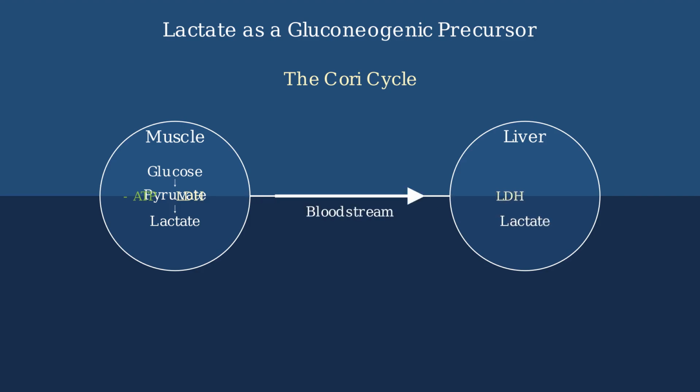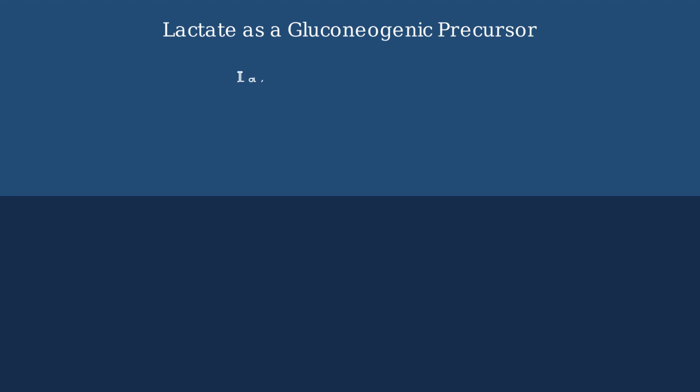In the liver, lactate is converted back to pyruvate by the enzyme lactate dehydrogenase, or LDH. Pyruvate then enters the gluconeogenesis pathway, ultimately producing glucose, which requires energy in the form of ATP. The newly synthesized glucose is released into the bloodstream and returned to the muscles, completing the cycle. Let's examine the conversion of lactate to pyruvate more closely.